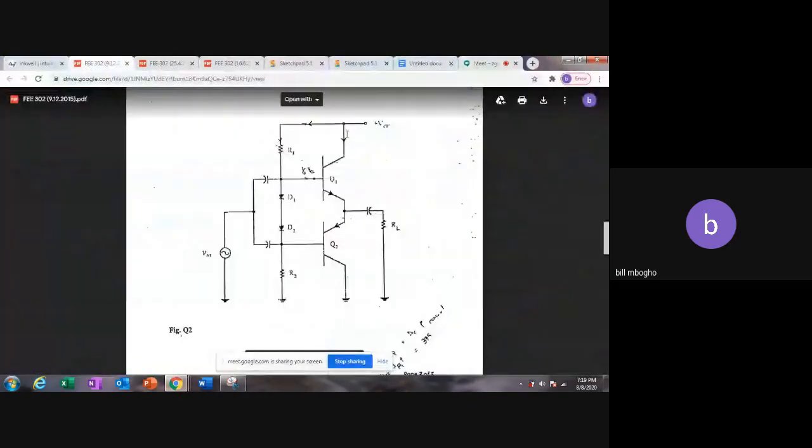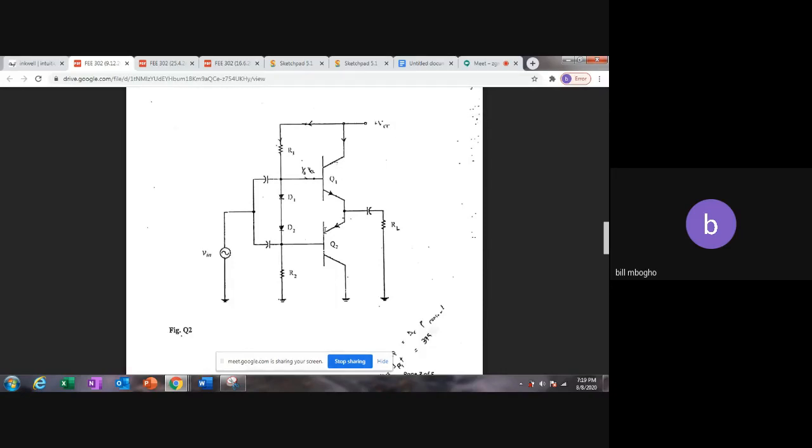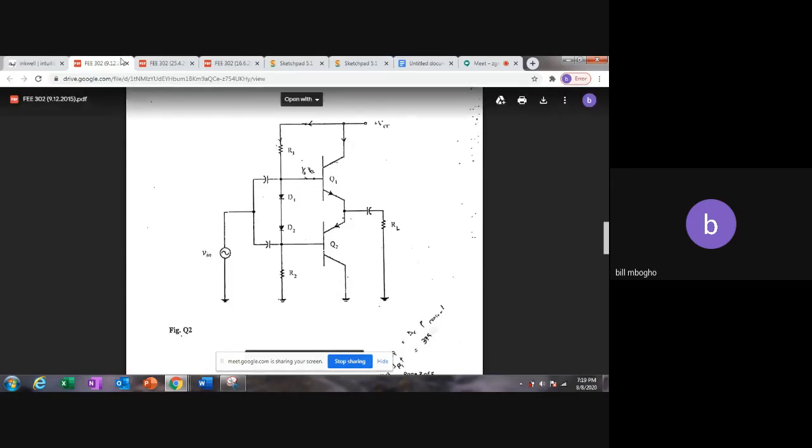For the class A amplifier, we do consider it, it's just that it happens that that value is exactly the same as the ICQ value we already obtained in the previous step. Okay, so let's maybe look at one more question.